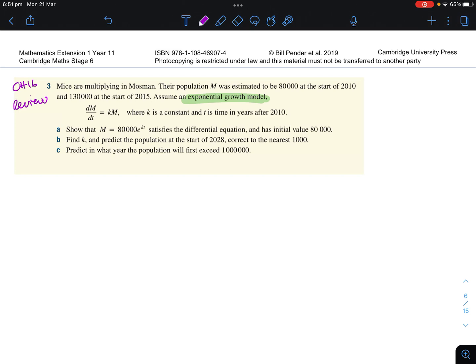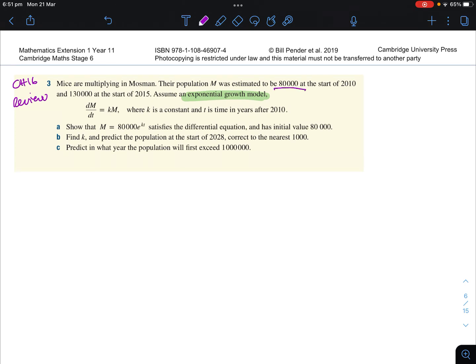Their population M is estimated to be 80,000 at the start of 2010 and 130,000 at the start of 2015. Assuming an exponential growth model where dM/dt is kM, which is just a way of saying that the rate of change is proportional to the population itself. The population is changing by a certain percentage of the current population every year, increasing in this case because it's growth, where k is a constant and t is time in years after 2000.